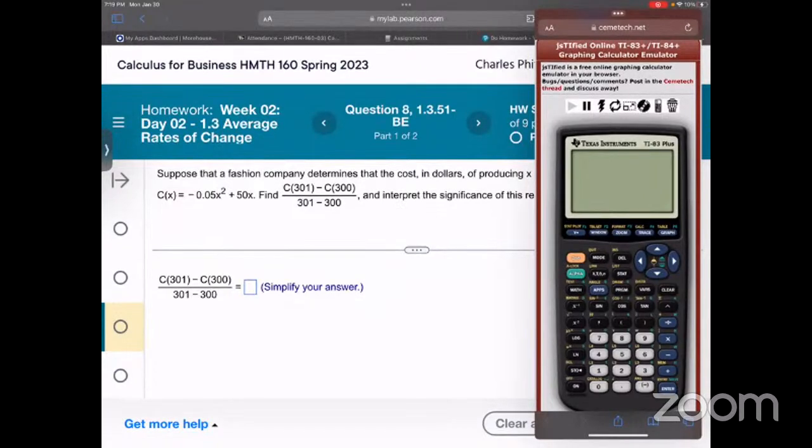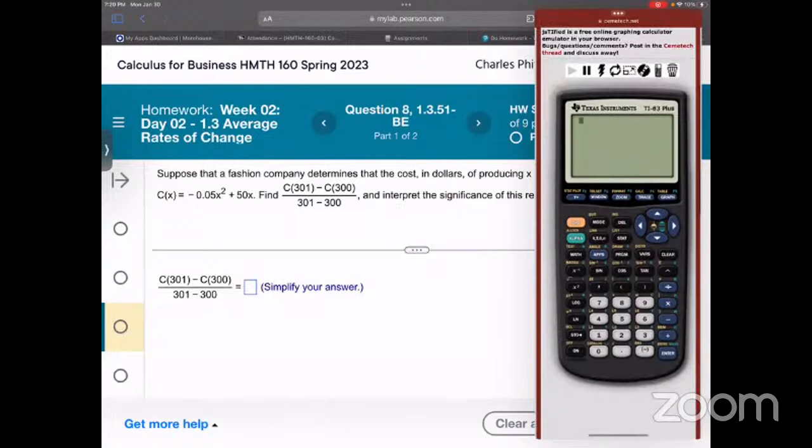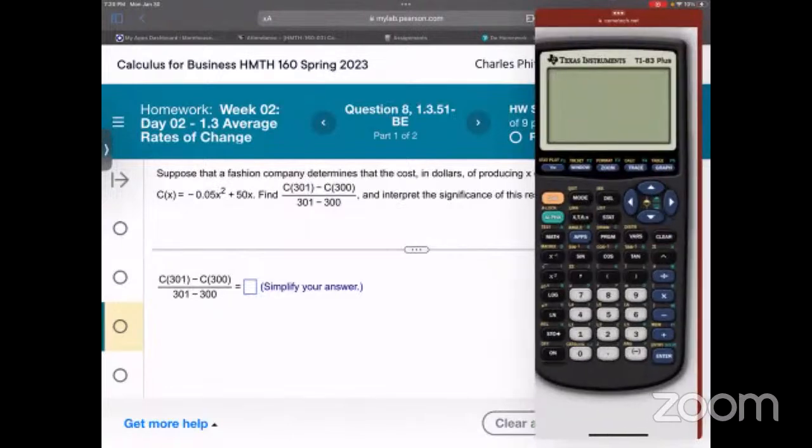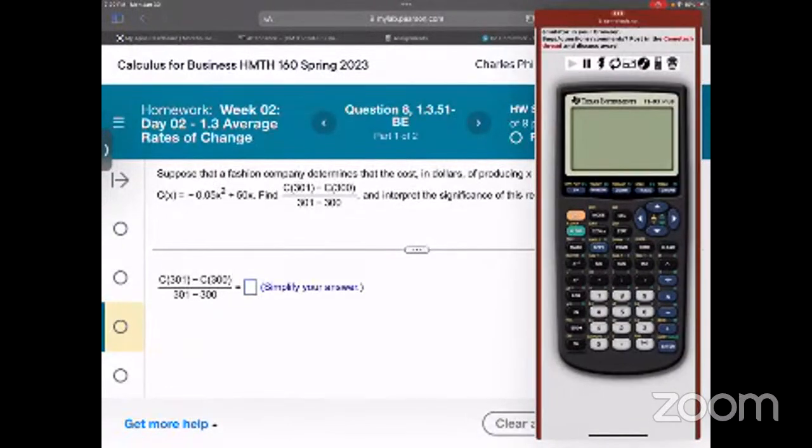To the left of the clear button is a button that says VARS. It stands for variables, at least that's what it means to me. I'm going to click on that button, go to the right to Y variables, and click on number 1 for function and number 1 again for Y1. What I'm doing is calling on that function I just typed in. Let me make sure I have it typed correctly. Yes, it looks good. So I'm calling on that function. Let me do that one more time.